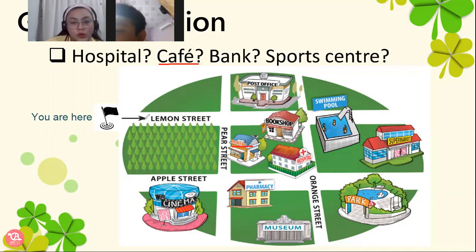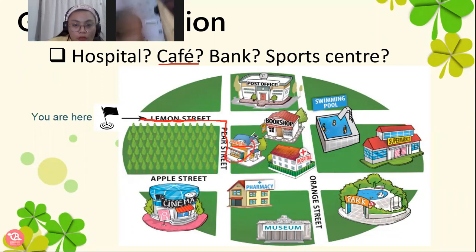So we have to go straight. Wait a minute. Okay. Go along Lemon Street. Okay, go past Pearl Street. Okay, turn left to the bakery. So that's Pearl Street.